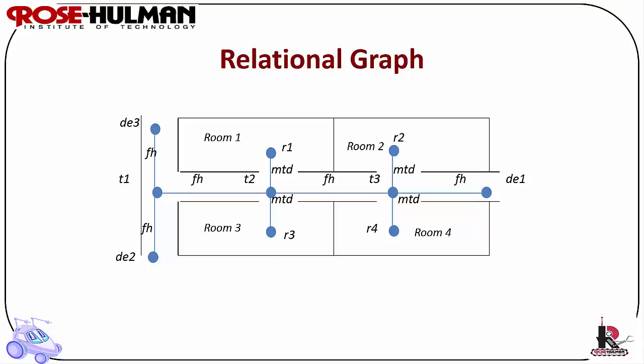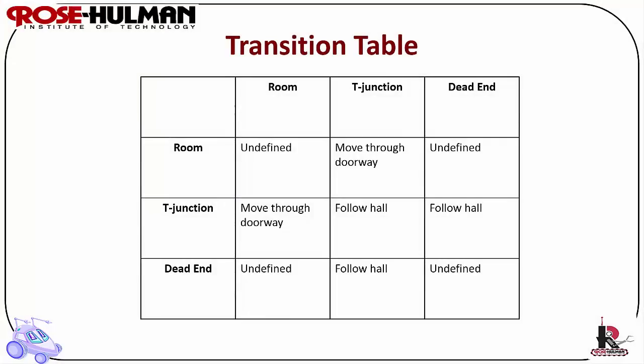Each edge should be labeled with the appropriate local control strategy, such as MTD, move through the door, or FH, follow hallway. Each node should be labeled with the type of gateway. For example, a T would stand for T-junction. A D with E would stand for dead end, or R would stand for room, such as room 1, 2, 3, or 4. Transition table.